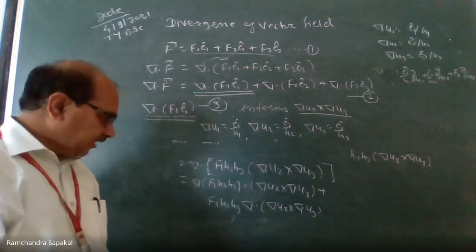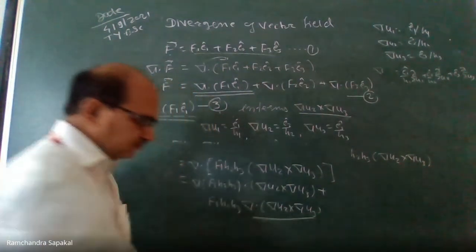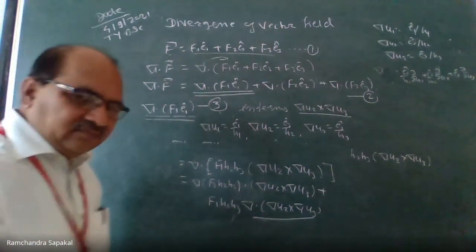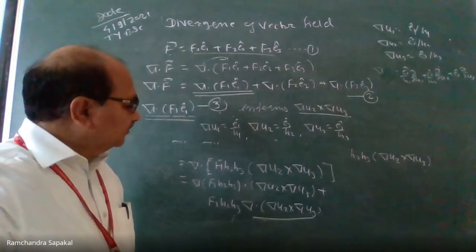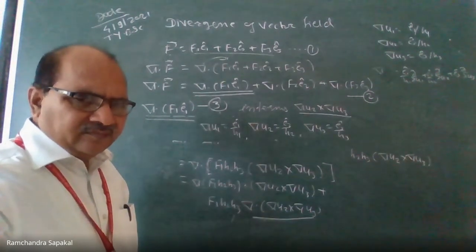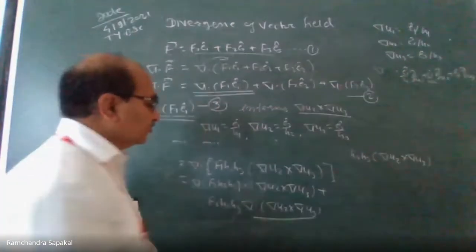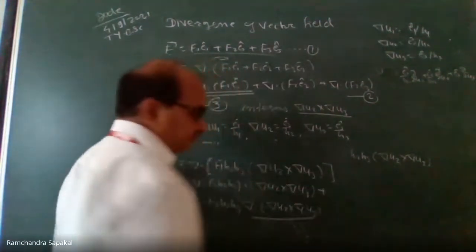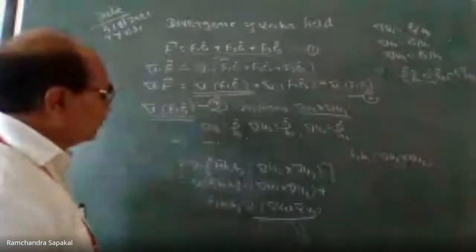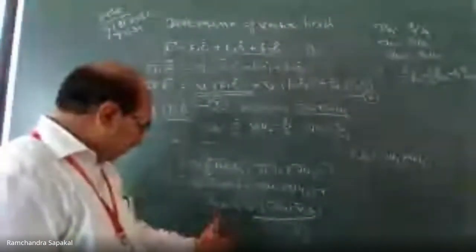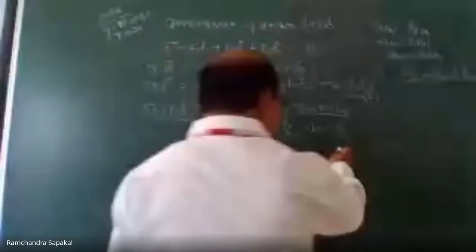Okay, now what happens? What is the value of this? del dot del is equal to 0. Del dot del is equal to 0, which means the second term is equal to 0. Then we are left with only the first term, and that is equal to the only first term.